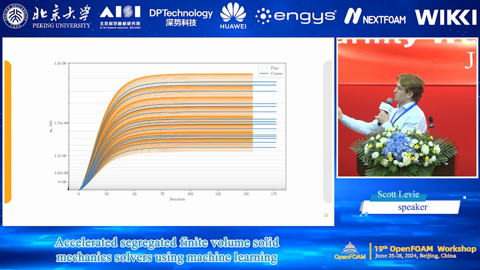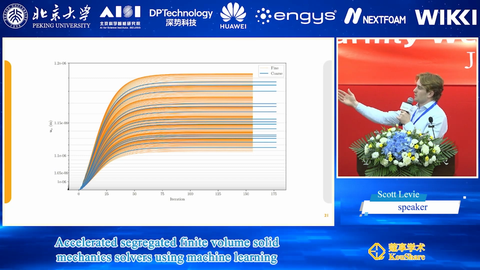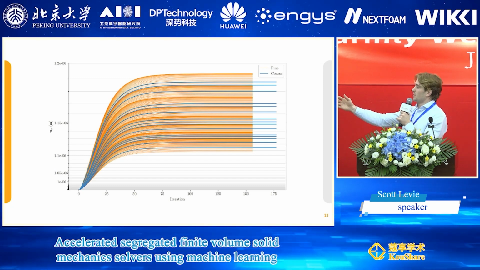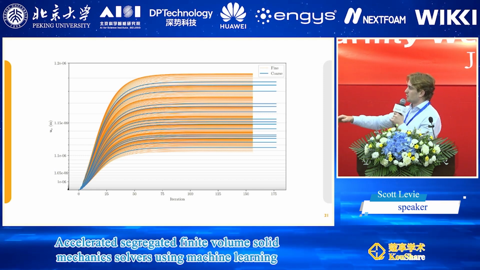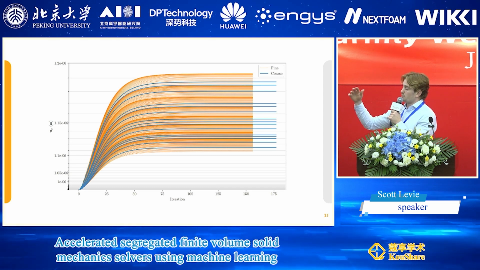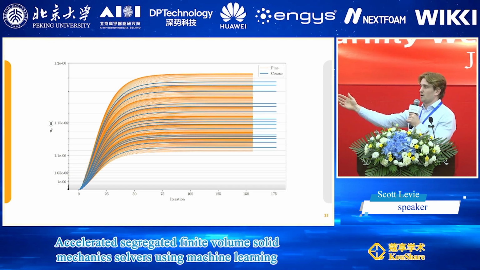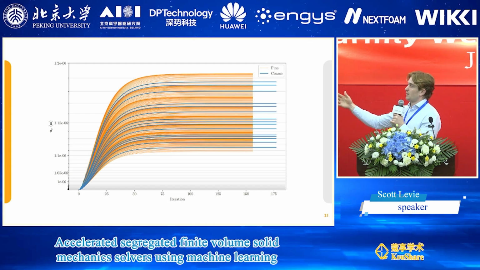From this, what I took is that the coarse mesh data, i.e. the blue lines, are very similar to the fine mesh data. So if I could train a machine learning model trained on just the blue line data, I could predict the orange line data, i.e. the fine mesh.